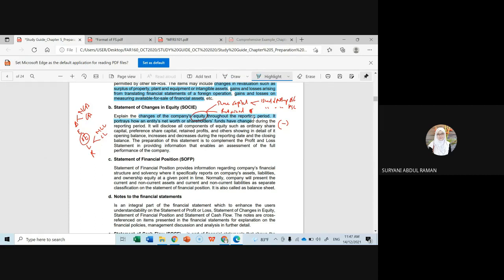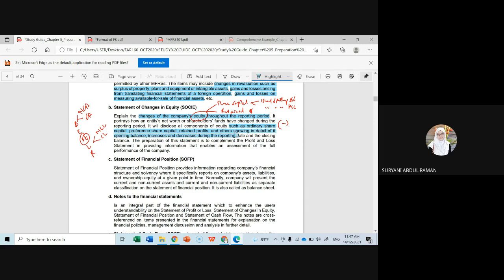You want to see the changes. So included in the SOCI, besides the share capital and retained profit, you will disclose other equity. In this chapter, you will learn another example of equity besides the share capital and retained profit. So you will disclose all these components of equity.